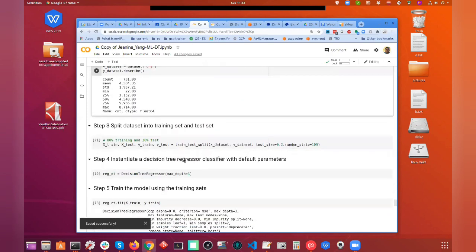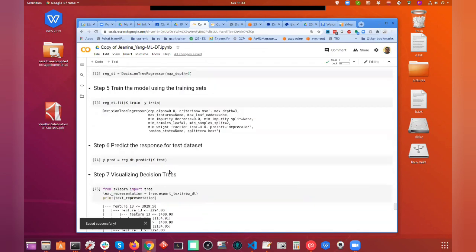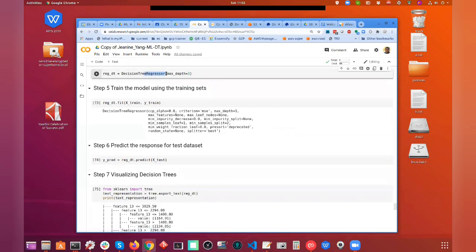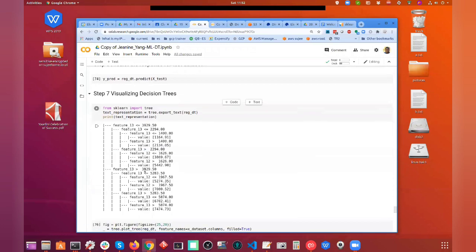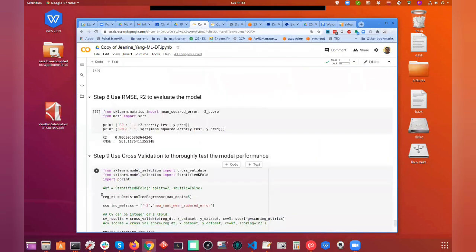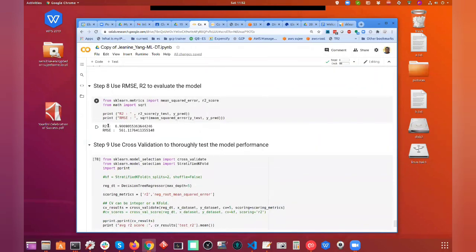Again, we know the split, decision tree classifier, right? And so, sorry, not classifier, regressor. And then fit, visualize, we take our scores. Our R-squared is pretty high, 90%, right?